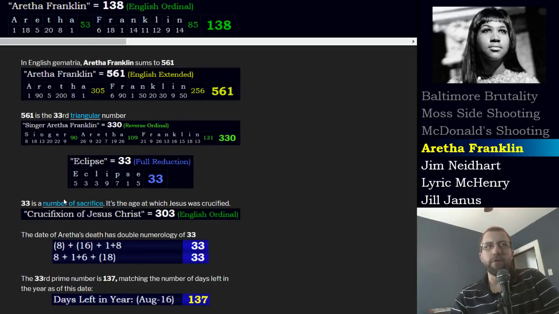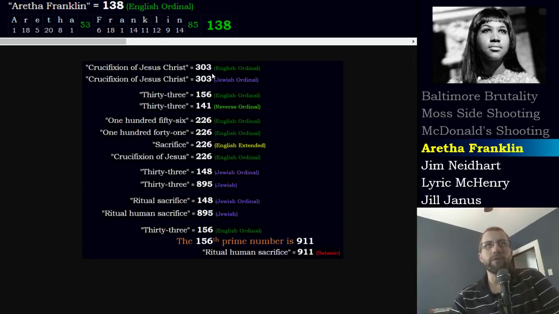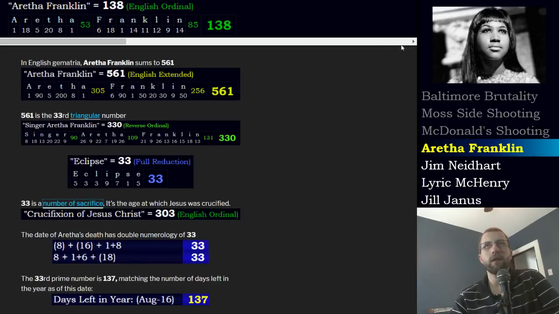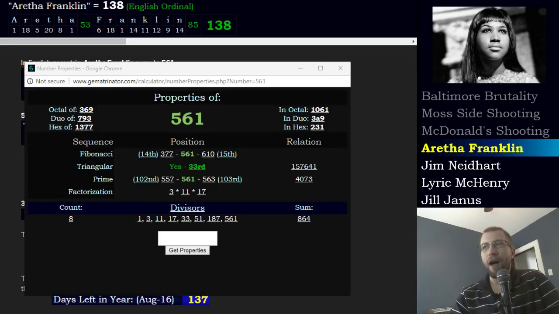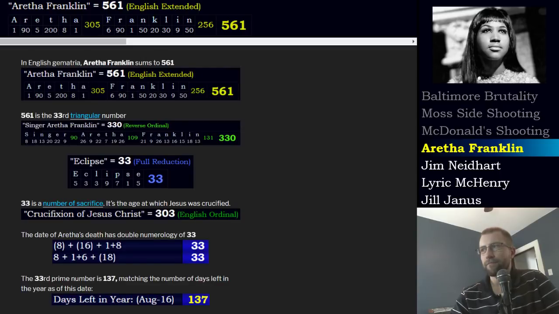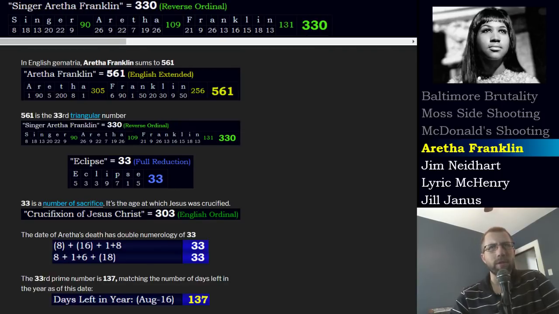Next, we're going to talk about the number 33. So 33 is a significant number of sacrifice, as I like to think I demonstrate quite well in this slide right here. Well, if you add every single number up 1 through 33, you get the number 561. The name Aretha Franklin, using English extended gematria, sums to 561. Singer Aretha Franklin also sums to 330 reverse order.